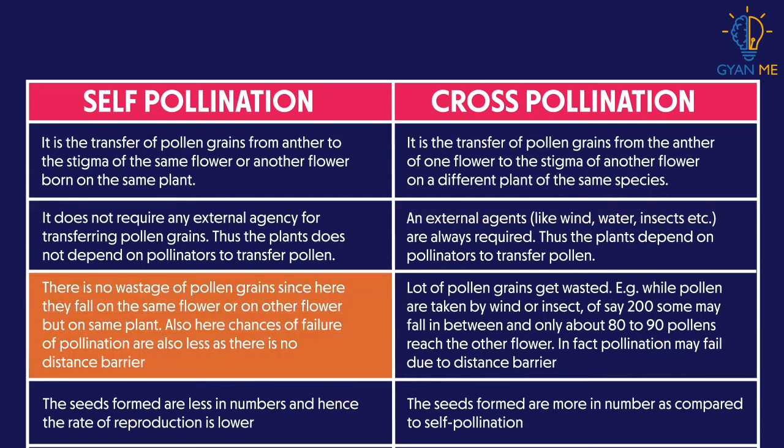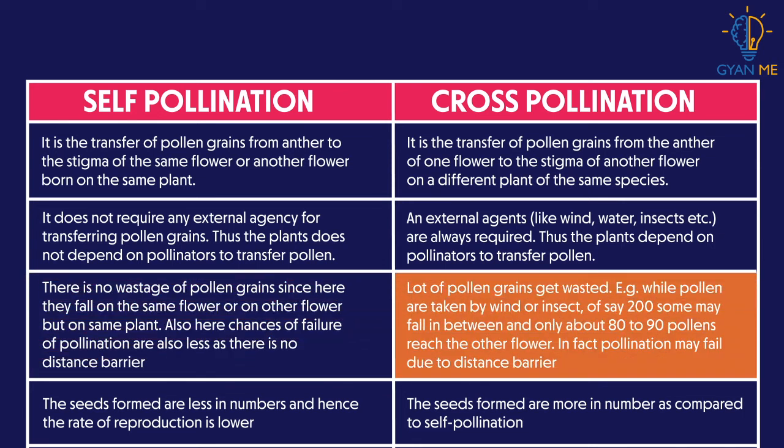There is no wastage of pollen grains since here they fall on the same flower or on the other flower but on the same tree or a plant. Also here, chances of failure of pollination are less as there is no wastage of pollen grains, since in self-pollination they fall on the same flower or on the other flower but on the same plant. Also, chances of failure of pollination become less as there is no distance barrier here.